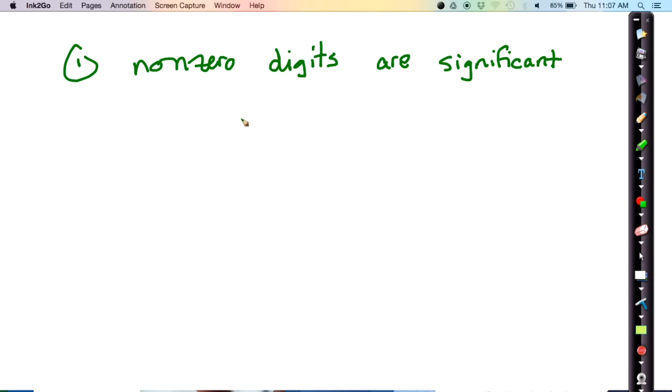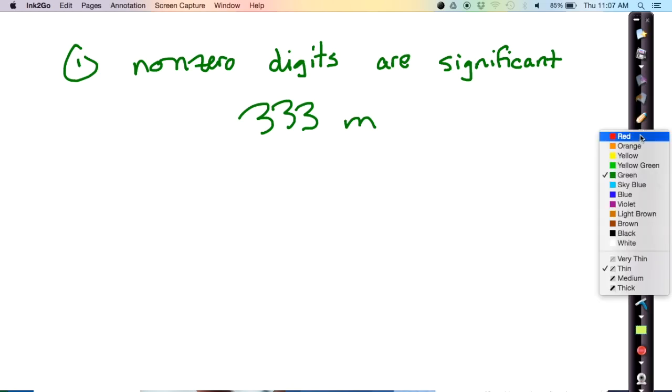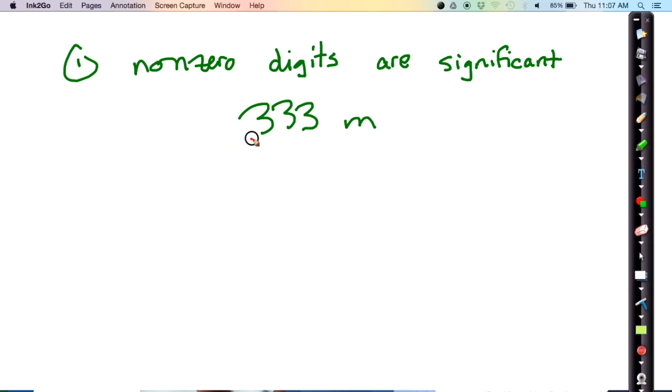So for instance, if I had a measurement of 333 meters, that measurement is going to have 3 significant figures. It has 3 non-zero digits. All non-zero digits are significant. That measurement has 3 significant figures. So that's the easiest of the rules for recognizing significant figures, just to realize that non-zero digits are always going to be significant. And it gets a little bit trickier from there in determining whether or not zeros will be significant.